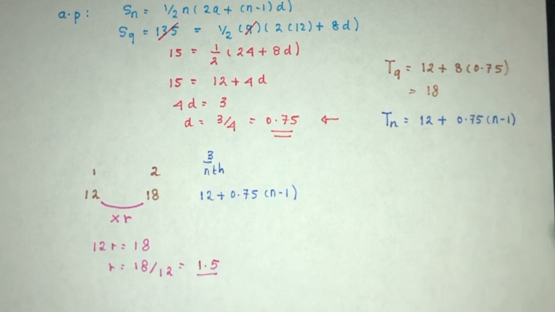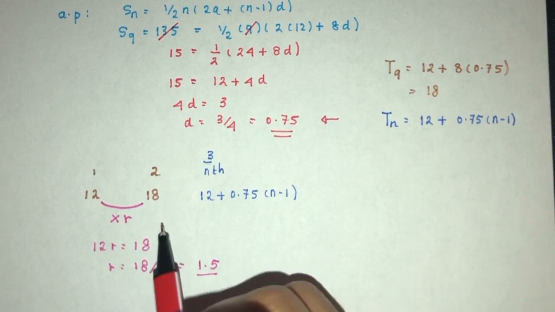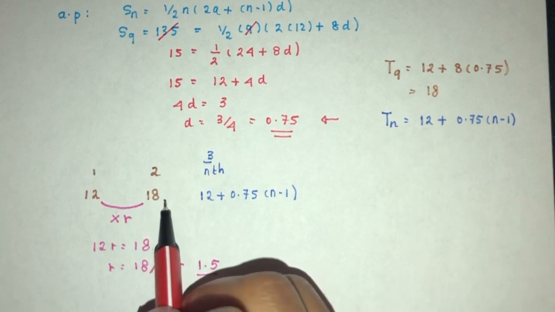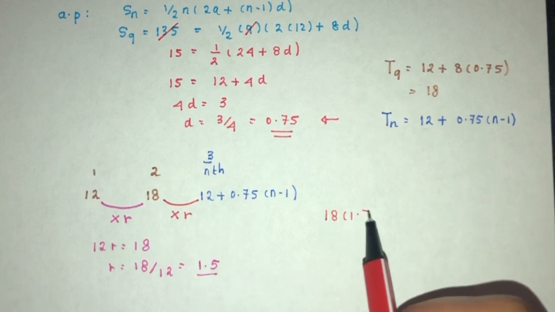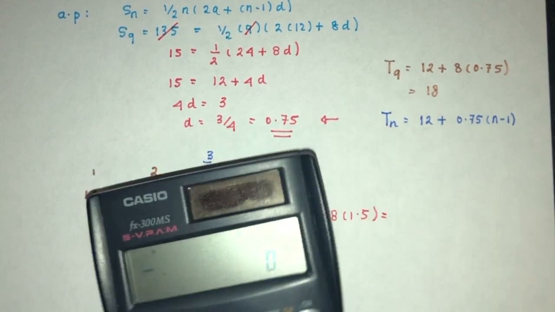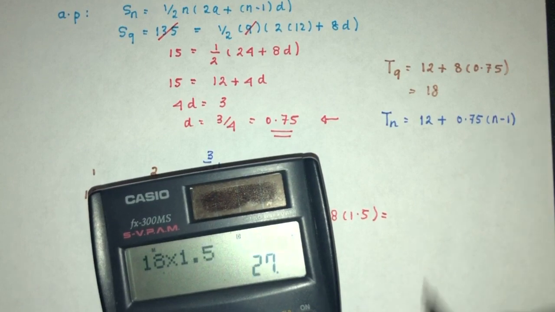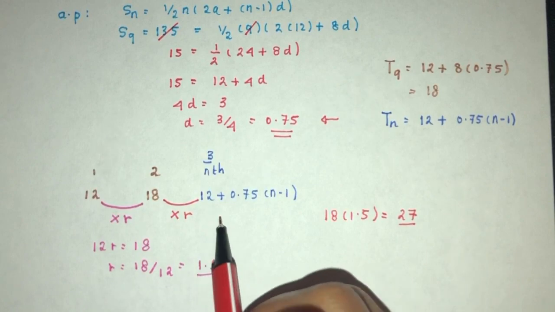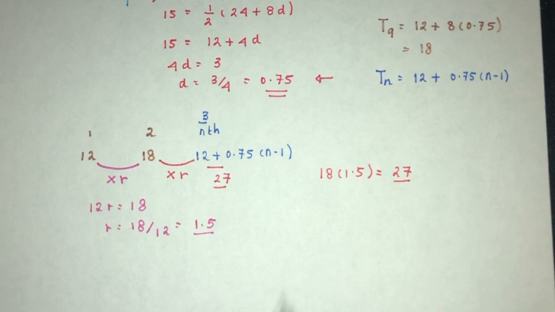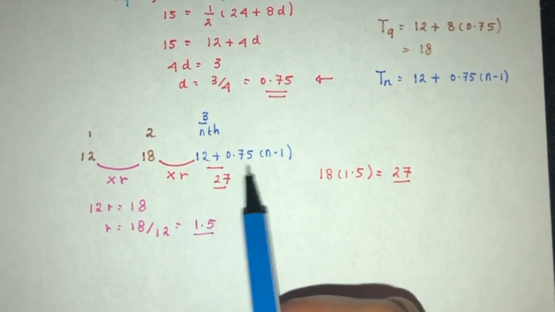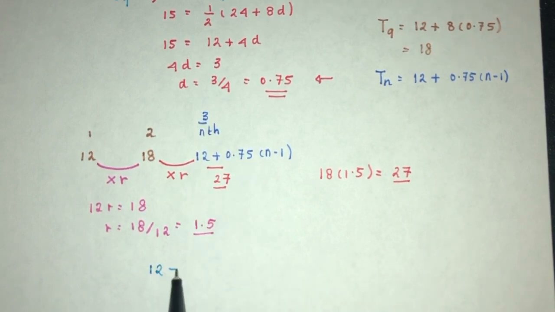Okay, so let's move on. Since we know this, we can also understand that from the second term going to the third term, we have to multiply by r. So 18 times 1.5 is what? 18 times 1.5 is 27. So we understand the third term is supposed to be 27. So we have to use this to find the value of n. Because we know this is 27, but it is also this one, so we can equate 12 plus 0.75 times n minus 1 also equal to 27.